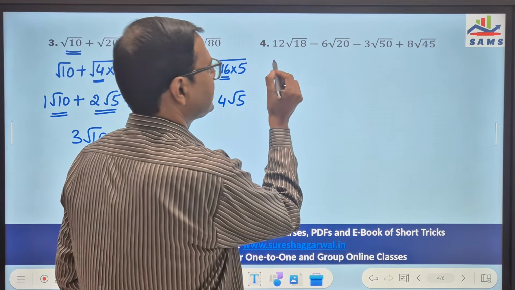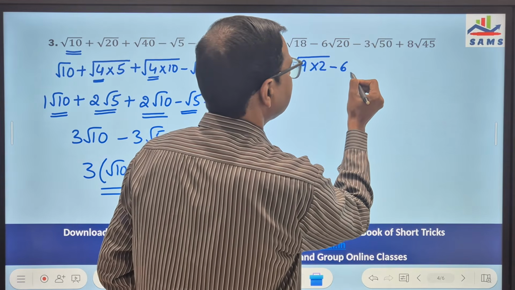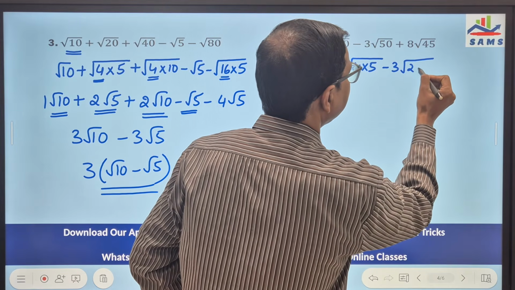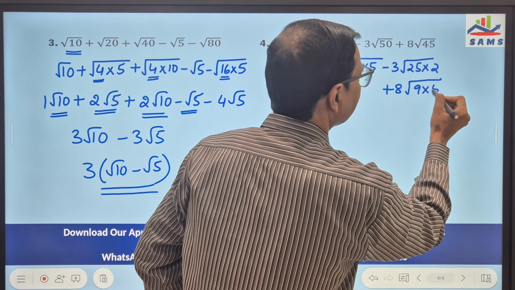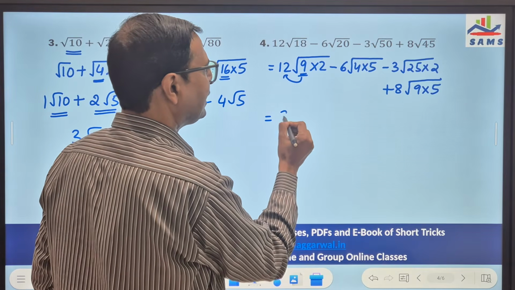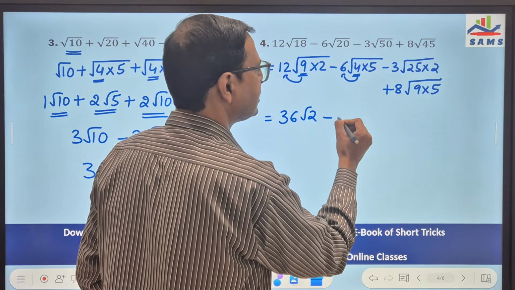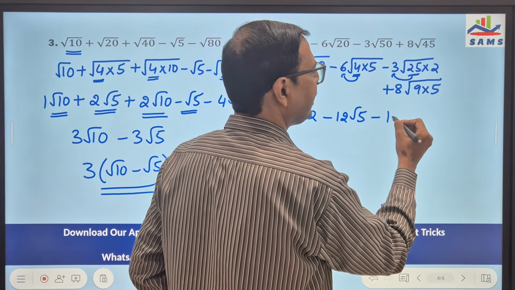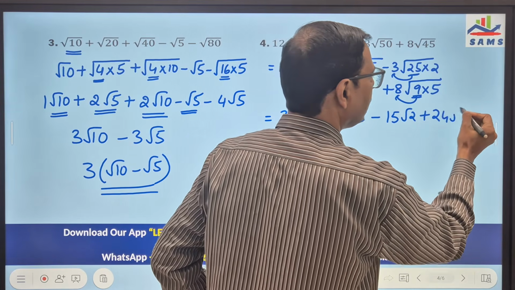Let's run through now. This is 12 times square root of 9 into 2, 18, minus 6 times 20 is 4 into 5, minus 3 times 50 is 25 into 2, and then plus 8 times square root of 9 into 5. So 9 is 3, right? So 3 comes out, gets multiplied by 12, 36 root 2, minus 2 comes out, gets multiplied by 6, 12 root 5 minus 5 comes out, 5 3s are 15 root 2, and finally 3 comes out, 8 3s are 24 root 5.